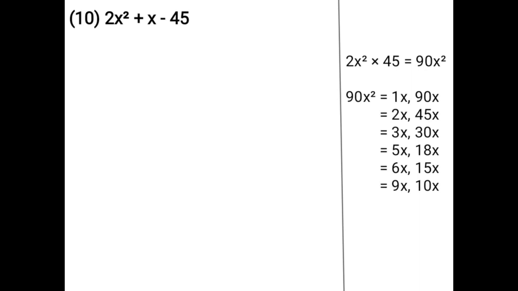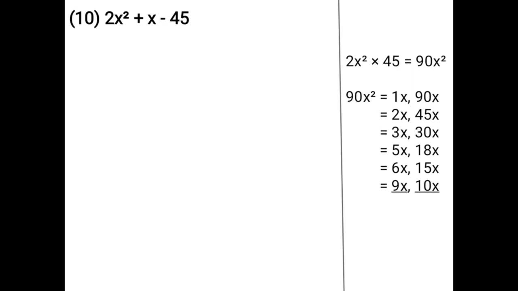After writing all the factors of 90x², you have to choose the correct factors of 90x² to write the expansion form of the middle term, that is plus x. Correct factors of 90x² are 10x and 9x to write the expansion form of the middle term, x. If you have only the variable x, that means 1x. Now I will begin the sum.